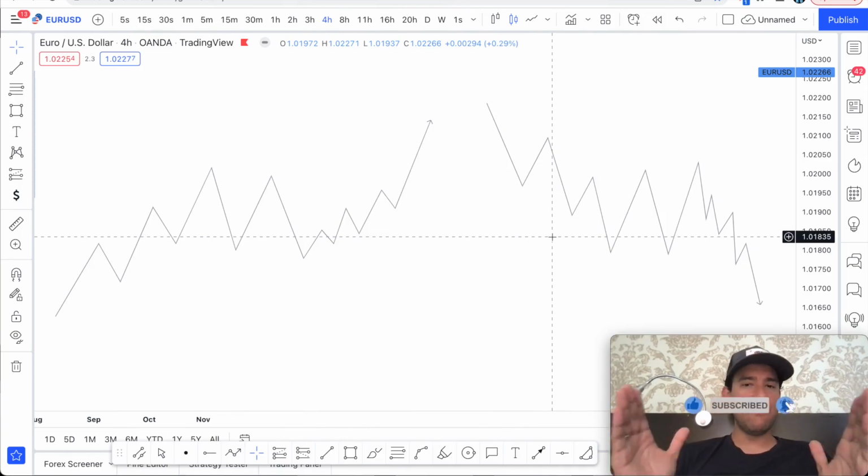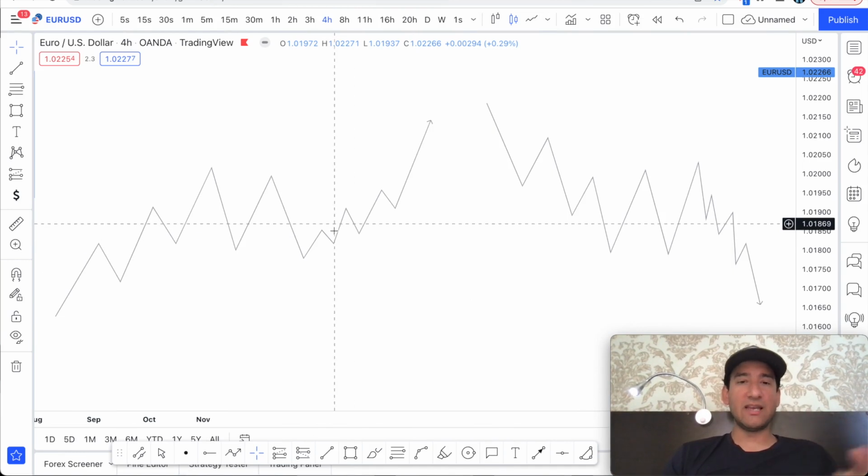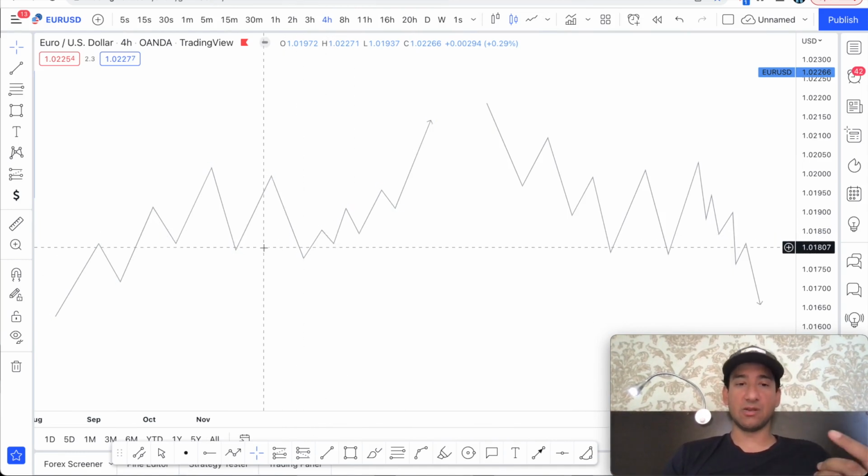So what do I mean by invalidation or invalidating? Well, in simplest terms, I mean when price breaks a supply or demand zone, and then continues in that intended direction, okay?